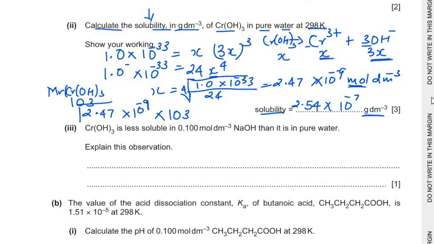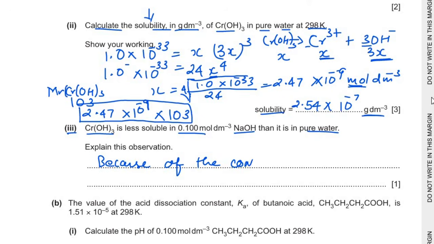Remember, this part is very important because there are full chances that the students might forget multiplying it by Mr to change the solubility in grams per dm cube. So here the third part is chromium hydroxide is less soluble in 0.100 moles per dm cube of NaOH than it is in pure water. Now the reason is because of common ion effect. We can directly write because of the common ion effect.